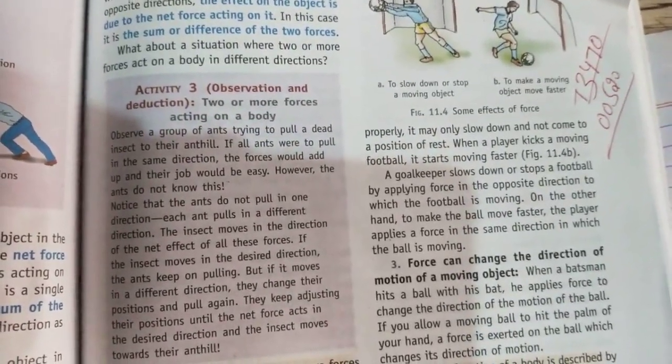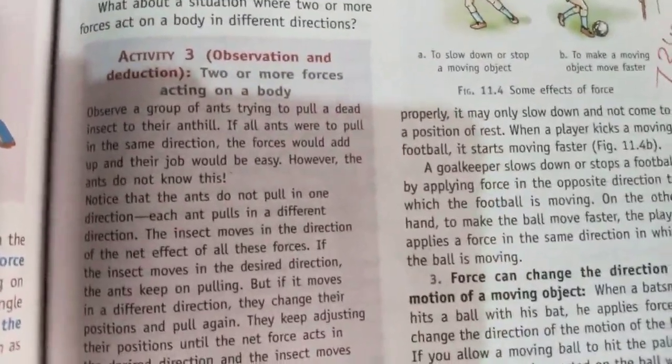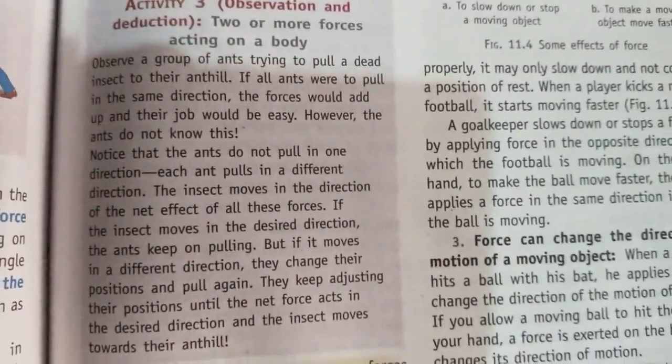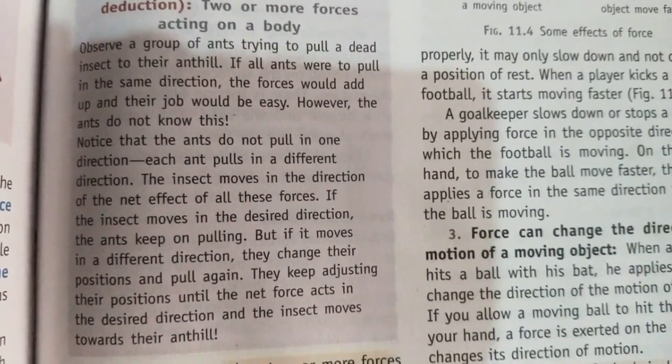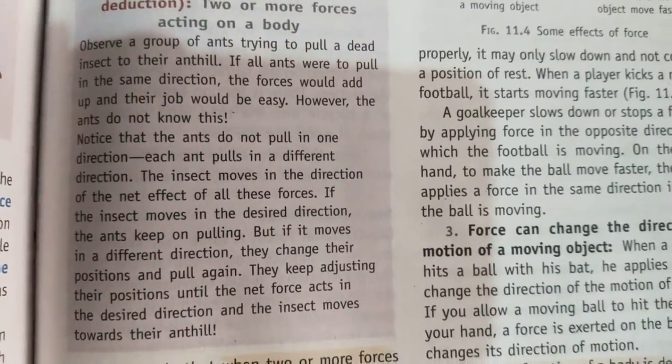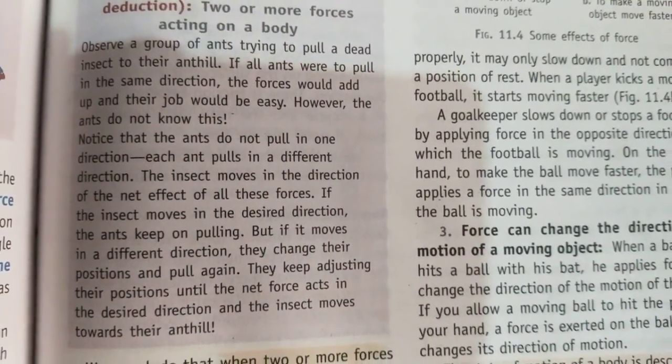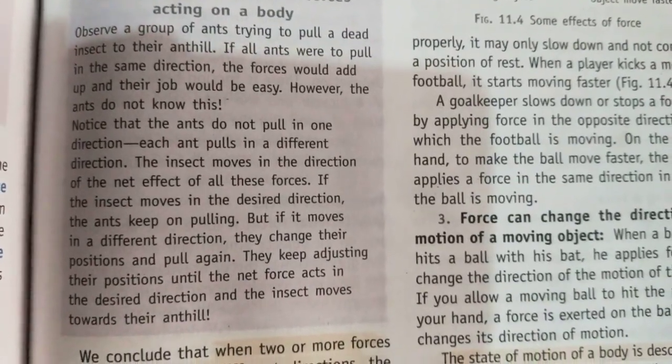So we are reading this activity number three, observation and deduction. Two or more forces acting on a body. Observe a group of ants trying to pull a dead insect to their anthill. If all ants were to pull in the same direction, the forces would add up and their job would be easy. However, the ants do not know this.